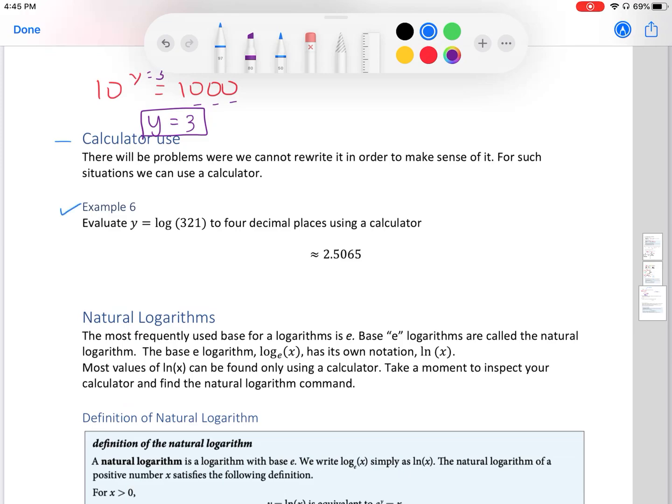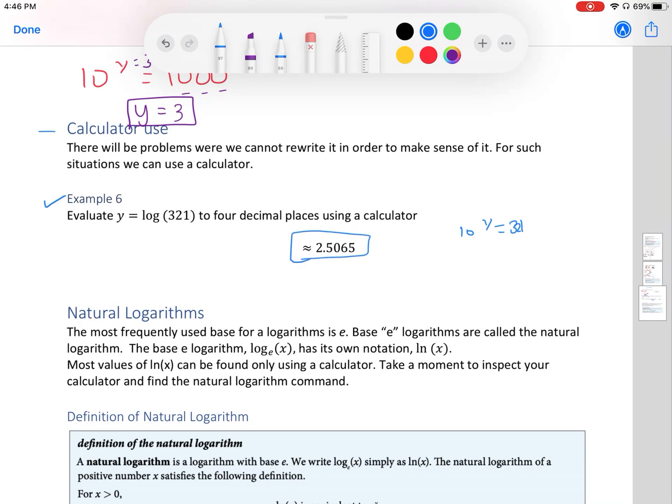Evaluate or find y equals log of 321 in 4 decimal places using a calculator. If I take the time to write it in exponential form, there's no such 10 base to an exponent that gives me 321. So I need to use a calculator. Take your calculator. If you don't have one handy, you can use your phone. If you turn it sideways, it opens up more options and you have more buttons to press. So play with it until you get 2.5067. You take the logarithm of 321.